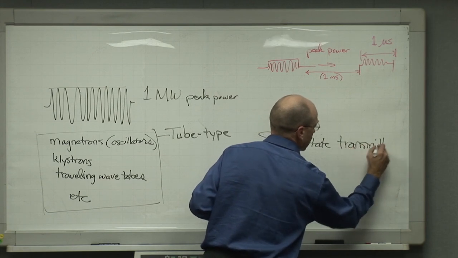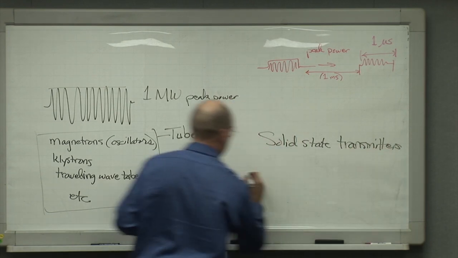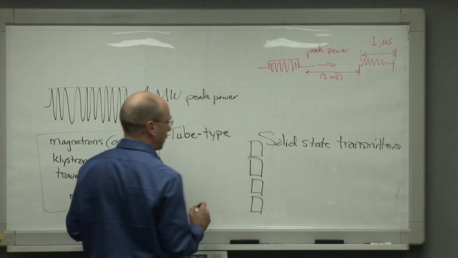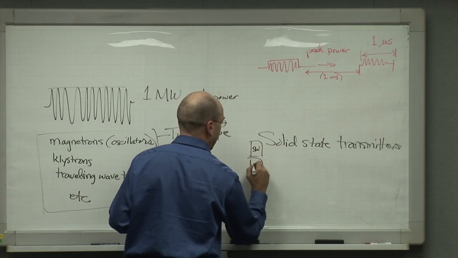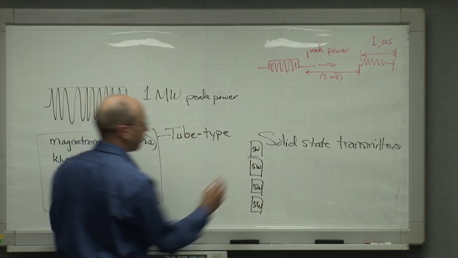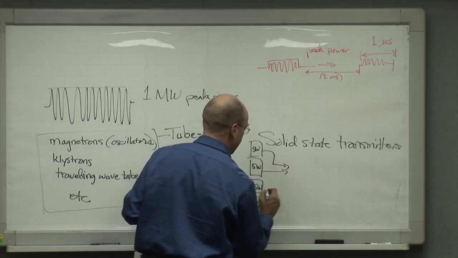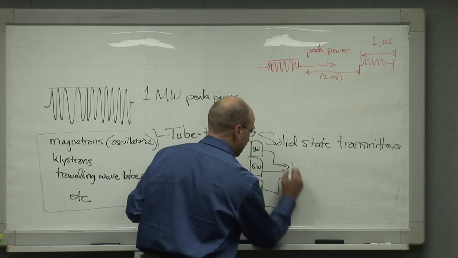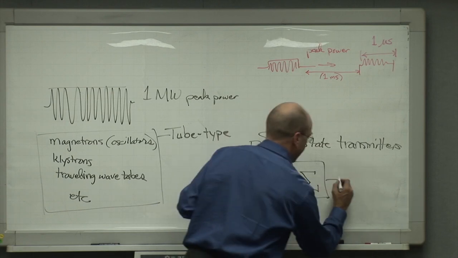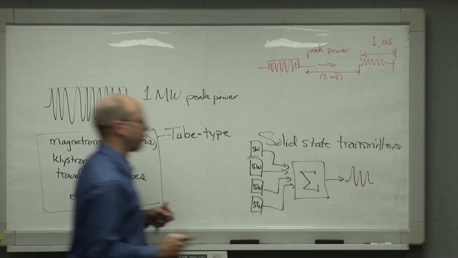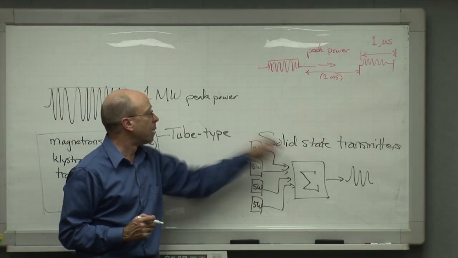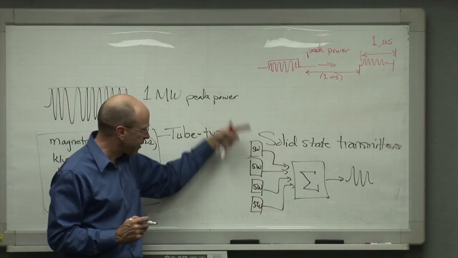Solid-state transmitters consist typically of a whole set of modules that are set up like this that might operate at 5 watts each. That's just order of magnitude. I mean, it can vary. Maybe 5 watts each. And the power out of these modules goes into a sort of power summation circuit, which then produces some reasonably high power pulse coming out. But it's not really even possible to hit a megawatt of peak power out of a solid-state transmitter, even if you gang up a lot of these.